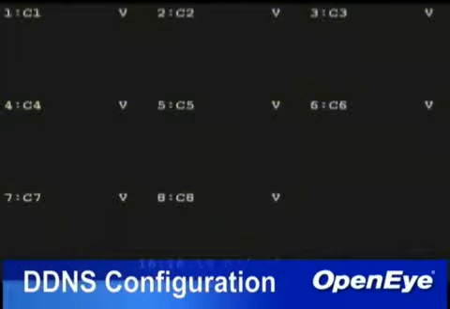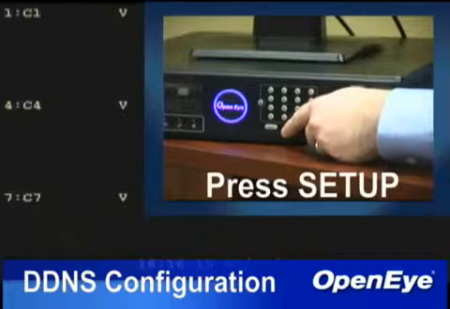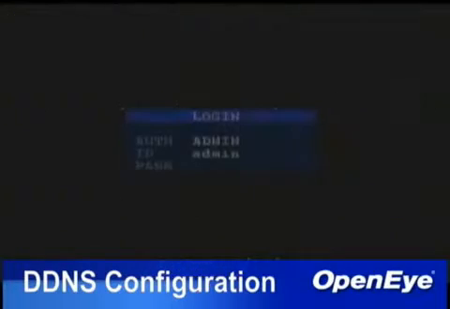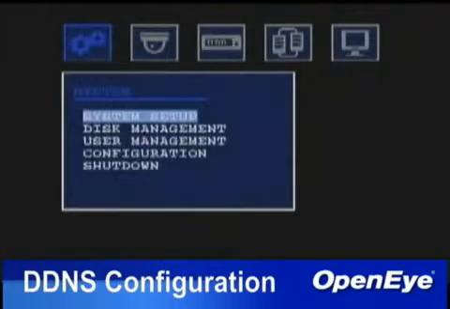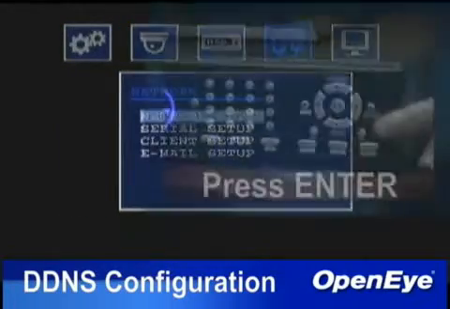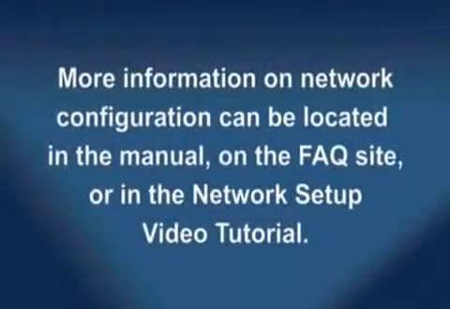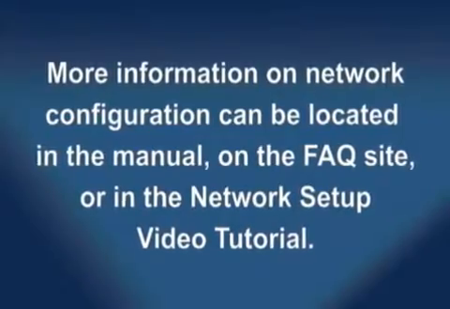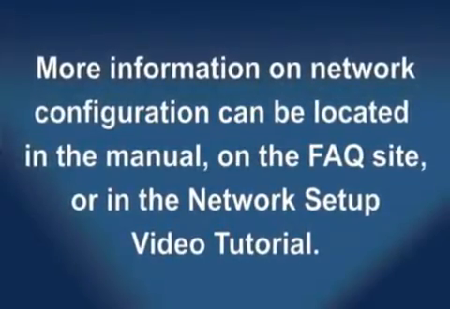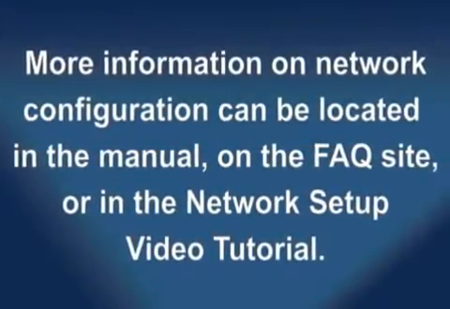Without DDNS, the only options are to purchase a static IP address or manually update the new IP address whenever it changes. To enable DDNS on E-Series DVRs, first press the Setup button on the front panel of the DVR or the remote control. Once in Setup, scroll over to Network and press Enter. In Network Setup, first configure the network settings as needed. More information on network configuration can be located in the manual on the FAQ site or in the Network Setup video tutorial.